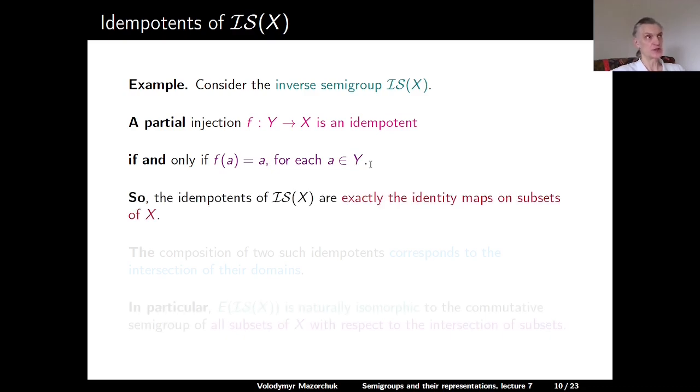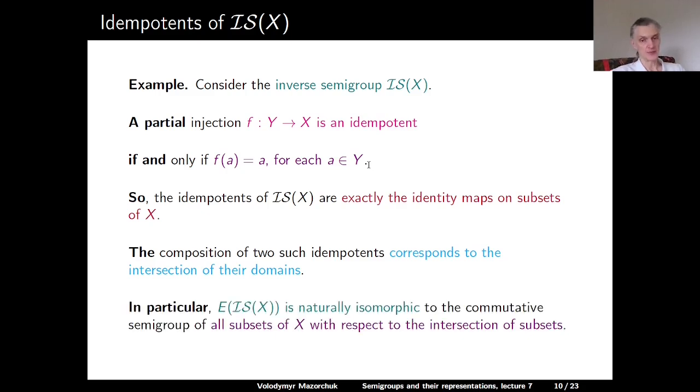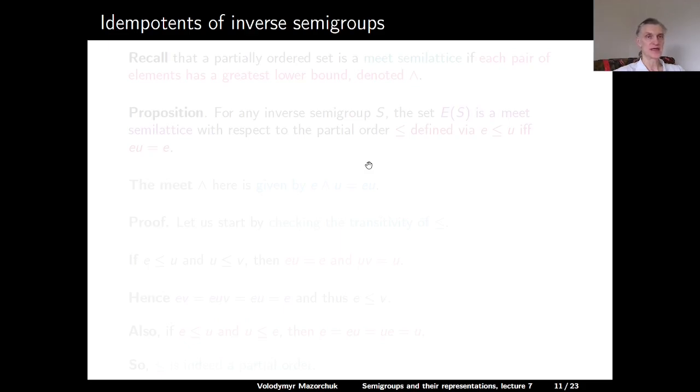So the idempotents of the symmetric inverse semigroup IS of X are exactly the identity maps on subsets of X. The composition of two such idempotents, of course, corresponds to the intersection of their domains, and in particular, the set of all idempotents in IS of X is naturally isomorphic to the commutative semigroup of all subsets of X with respect to the intersection of subsets. Now let us look a little bit closer at idempotents of inverse semigroups.